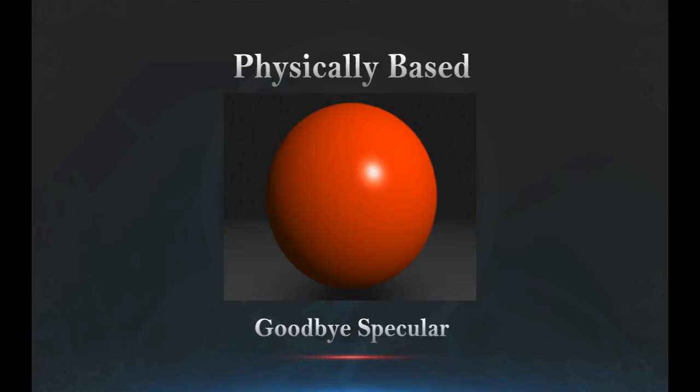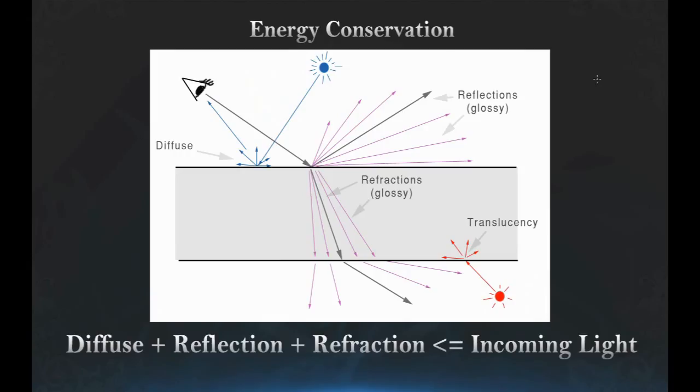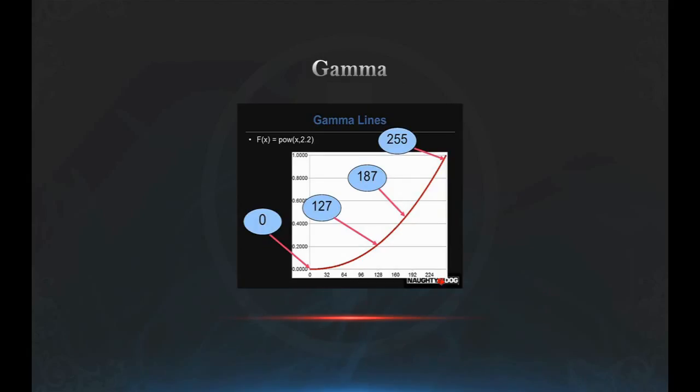Okay, so to recap real quick: physically based shading, no more specular, hello reflections. And now we're physically accurate, so that means we have to adhere to energy conservation laws. Your diffuse plus reflection plus refraction cannot exceed the amount of incoming light that your lighting environment provides. Also make sure that your engine operates in linear space, and your texture pixels actually represent the amount of energy that the surface transmits.